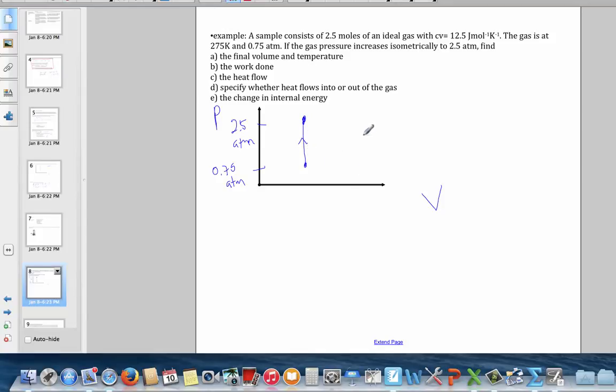Okay, so we're asked for the volume and the temperature because we're told that this gas was at 275 Kelvin. So we know the pressure and the temperature, and we know the number of moles. This is n, the number of moles. We should be able to find the volume using the ideal gas law. So PV is nRT, so V is nRT over P.